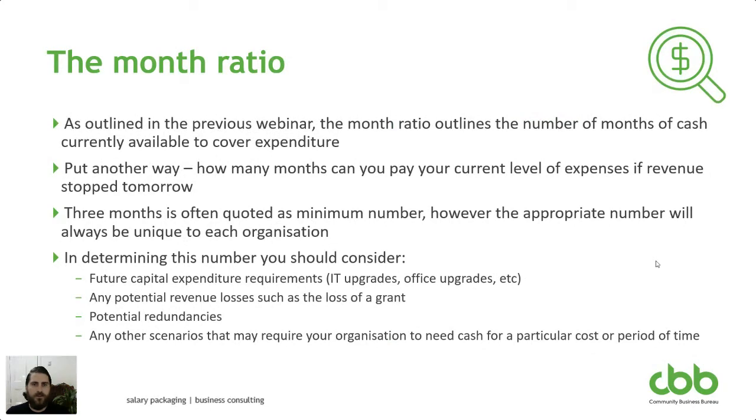In determining this number, you should consider future capital requirements, so things such as IT upgrades, office upgrades, new equipment, those sorts of things. Also consider any potential revenue loss, such as the loss of a grant. So, for example, if you're unsure if your grant is going to be renewed in 6 months' time and you would like leeway to be able to operate for a couple of months before making any decisions, or you need a couple of months to be able to make certain decisions, then this will of course come into determining what you think the appropriate level of cash reserves and subsequently month ratio should be.